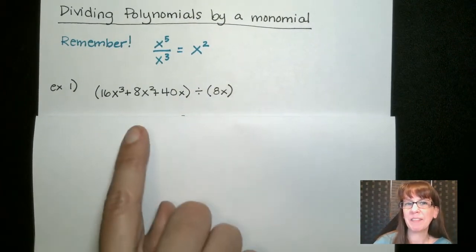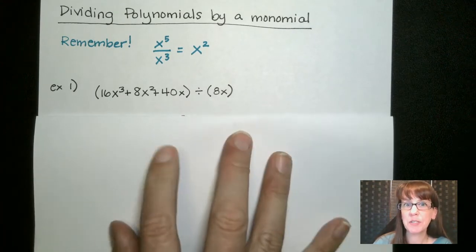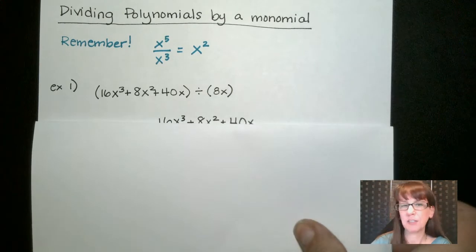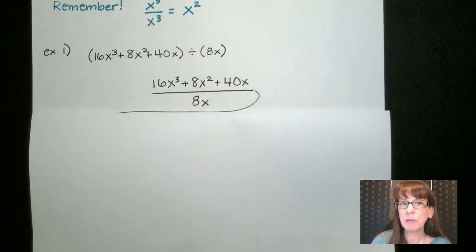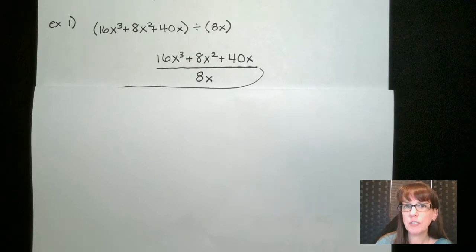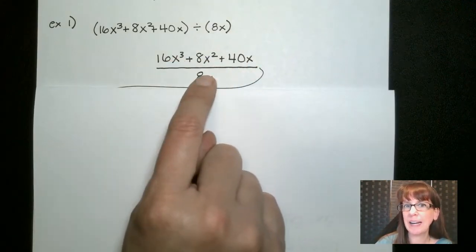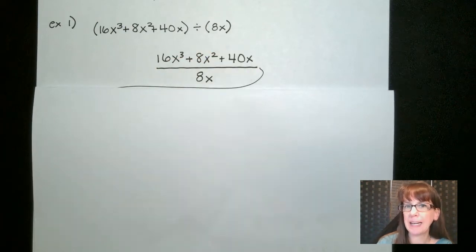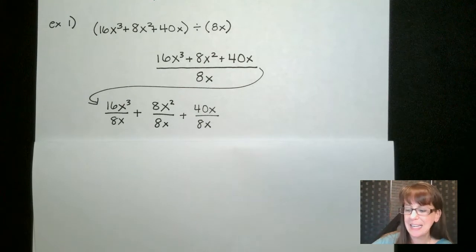All right, so let's say we have this guy right here divided by 8x. Now, the first thing I want to do is rewrite it as a fraction, because that's all division is, a fraction. So we saw that right here. Now, once I've rewritten that as a fraction, I'm dividing all three chunks here by 8x, so I'm doing each chunk by 8x. So I'm going to rewrite it so that it looks like this. Now I am ready to divide.